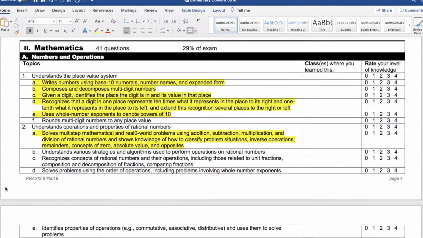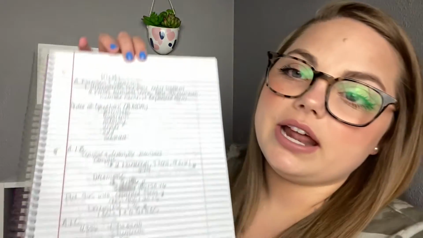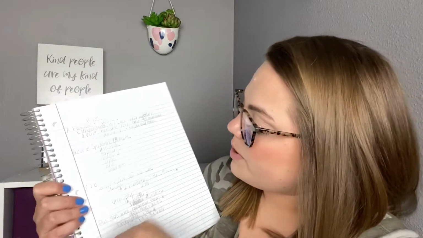So what you're seeing here is A1A, writes numbers using base 10 numerals, number names, and expanded form. And so then I would go through and I wrote down everything like order of operations, and then I went through again because I'm pretty good on order of operations. Then I'm going to go through and do A1B, which is composing and decomposing numbers. And then I looked that up, and then I write all those things down, and I'll probably go back through and look again the last week before I'm taking the Praxis, going over every single bullet point to make sure that I do know all of this information.